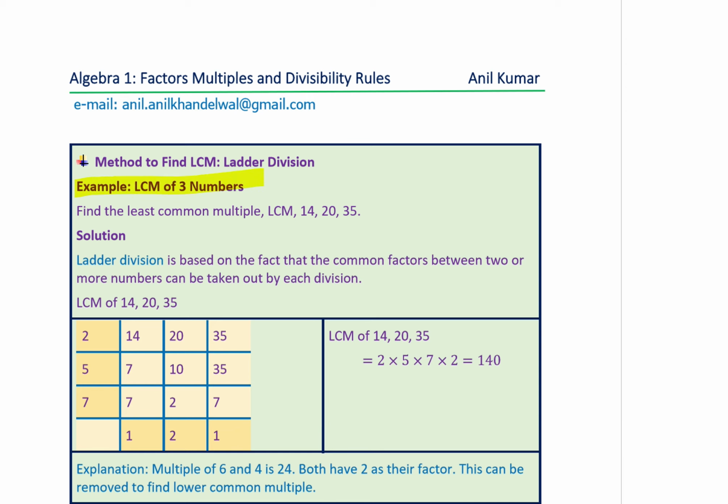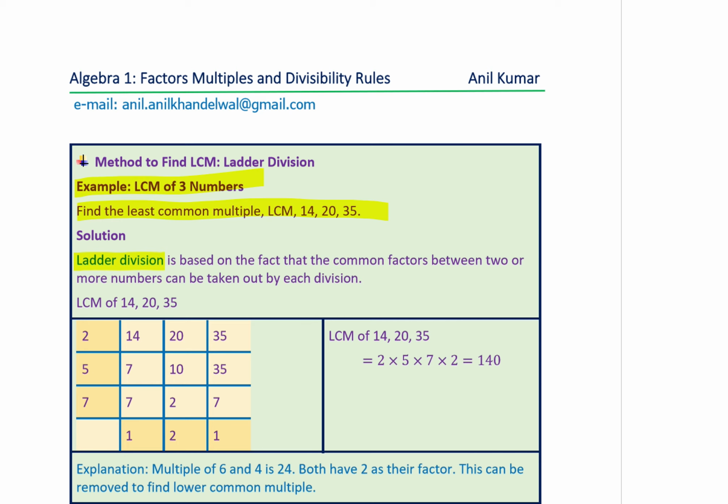So the question is, we are now looking for LCM of 3 numbers, right? Just as we did for 3 big numbers for the GCF. Okay, the question is, find the least common multiple, LCM, of 14, 20, and 35. Now this method is called a ladder division method. So we are going to take 3 numbers together, divide them, and take out the common factors. So the idea here is to take out the common factors, and that's what is written here for you. Ladder division is based on the fact that the common factors between 2 or more numbers can be taken out by each division, right? And that's how we'll do it.